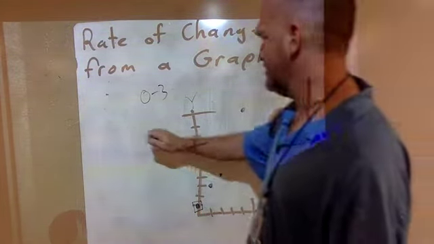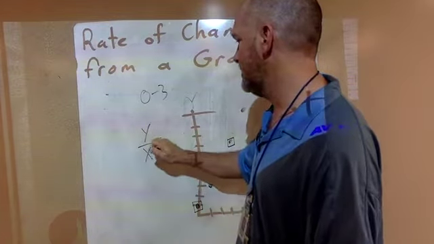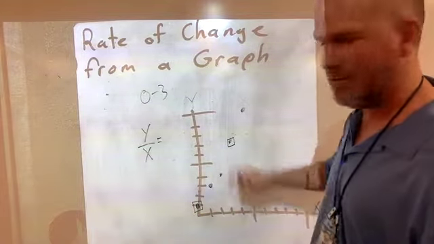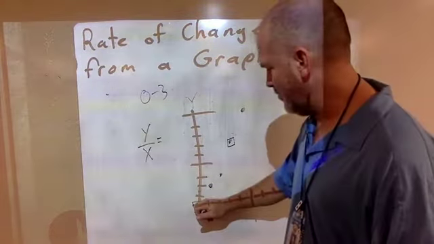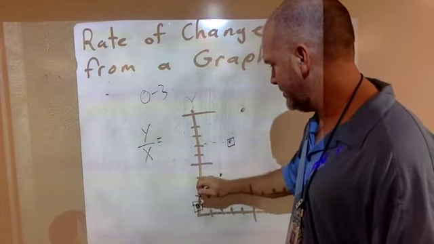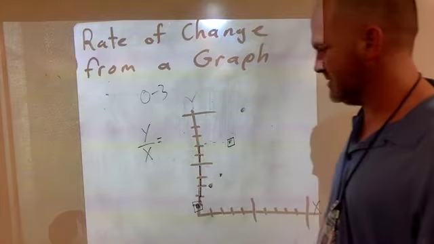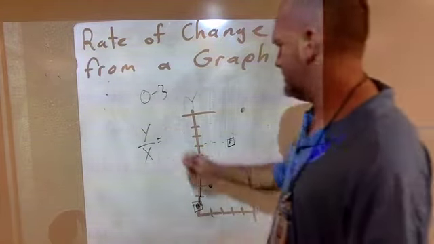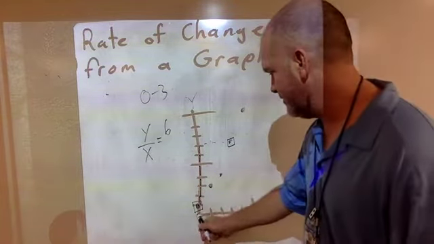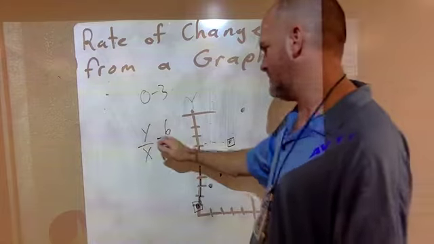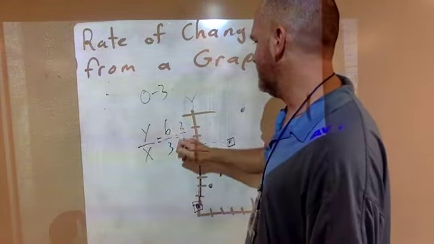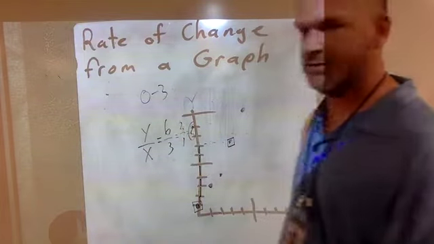Well, rate of change is y over x. So how far did it change in the y direction to get from this point to that point? 6. From 1 up to 7 was 1, 2, 3, 4, 5, 6 spaces we went up. So we went up 6, and how far in the x column did we go from 0 over to 3? 3 spaces, 6 over 3, which reduces to 2 over 1, otherwise known as the whole number 2.